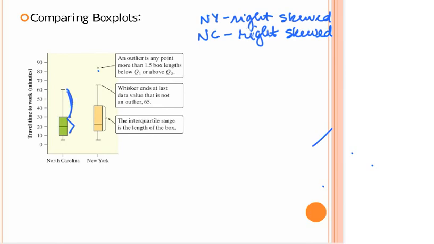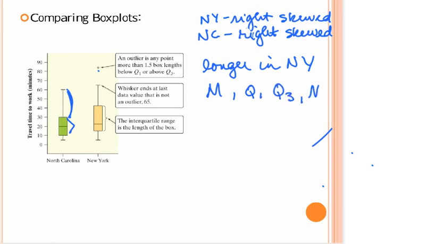The center, it looks like the travel times are a bit longer in New York than in North Carolina. And the median, the quartile 1, quartile 3, and the max are larger in New York. The spread is also more variable. Look, there's more spread out variable. This is pretty compact. You've got a larger amount of variation here. So the spread is greater in New York.